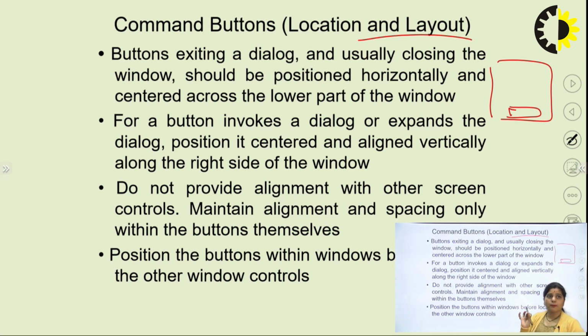For a button which invokes dialogs or which is used to expand the dialog boxes, it can be positioned at the center, aligned vertically around the right side of the window. So it should be aligned to the central position, but aligned vertically and to the right side of the window. This is also one of the standard manners which we use for particular purposes for the command buttons.